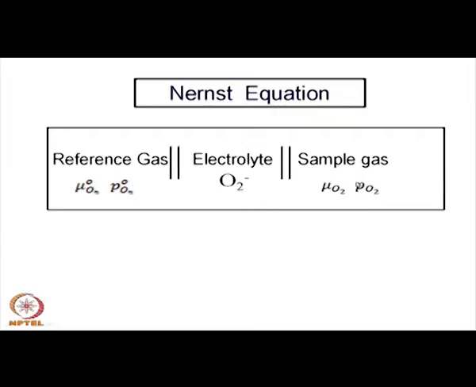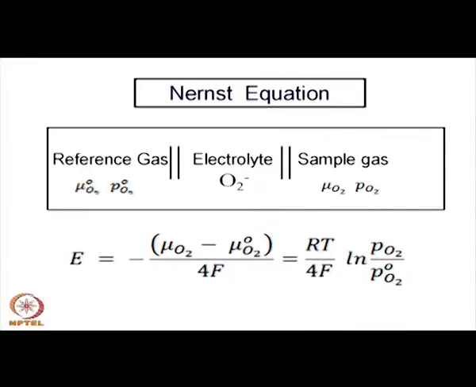On this side is mu O2 and PO2. So, this is, one can say, the unknown PO2, oxygen concentration or oxygen partial pressure. This is a known one, that is why it is called reference. Now, if we make an oxygen concentration or electrochemical cell like this, we can find out from the Nernst equation what is the EMF generated.